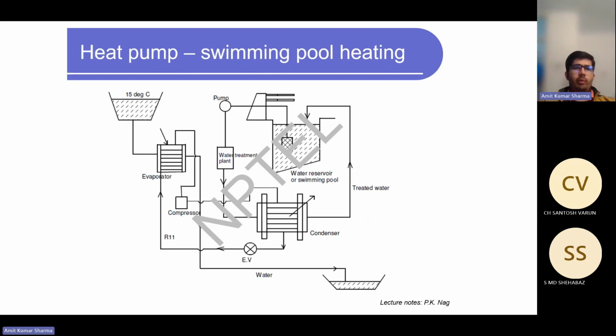So this is a schematic of a swimming pool heating system. This is the evaporator, this is the compressor, then the condenser, then from here we are supplying treated water to the swimming pool. And the rejected water is going to the, like, this is, you can say, the cold water after rejecting heat. This is the heated water that is going to the swimming pool to maintain the temperature. And the same concept, evaporator and condenser, we are using.